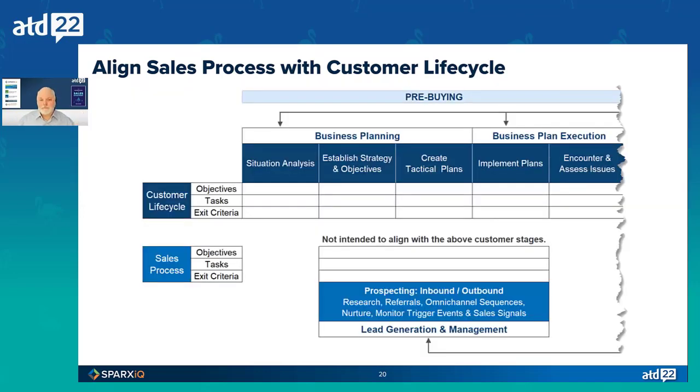Now, this is pre-buying. On top is the customer lifecycle. They're not actually buying anything yet, right? They're just going through their normal business motions. They're doing some strategic planning. They create tactical plans. They start to implement the plans and run their year. And maybe they begin to encounter and assess issues, hopefully issues that you could help solve. Now below, this sales stage doesn't really align with anywhere in this customer lifecycle, because if you're prospecting, you very often won't know where the customer is in their lifecycle. But you prepare to work with them wherever they might be.